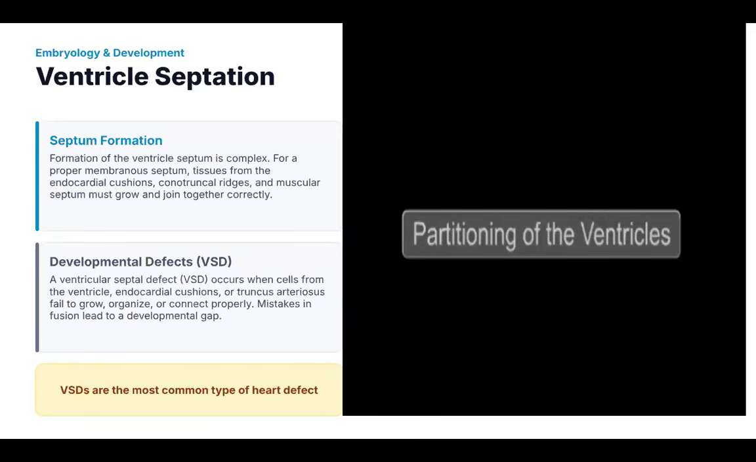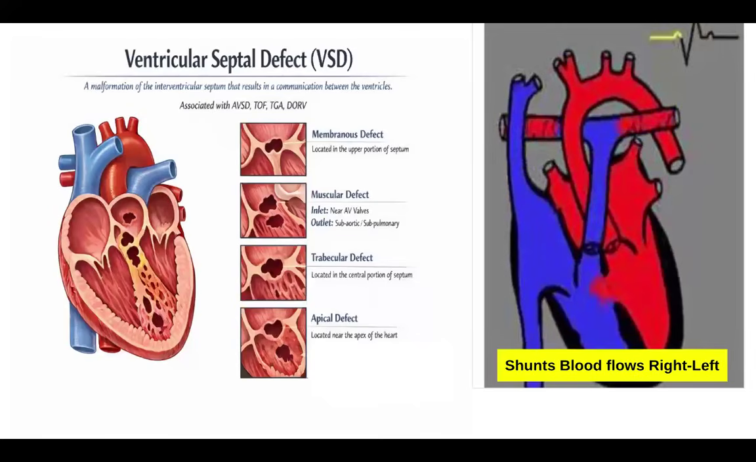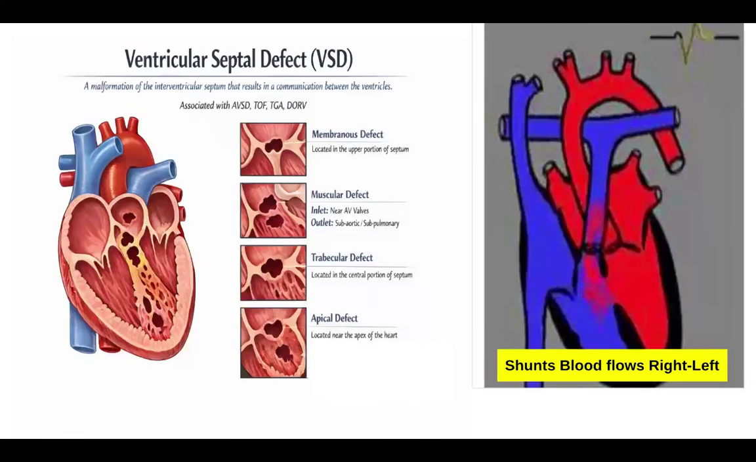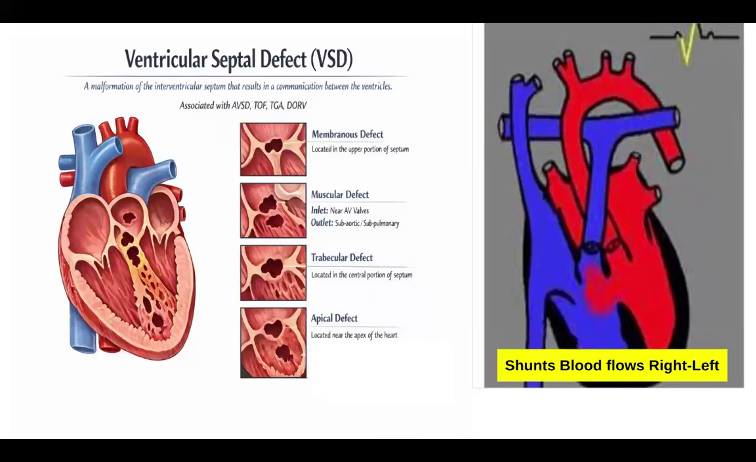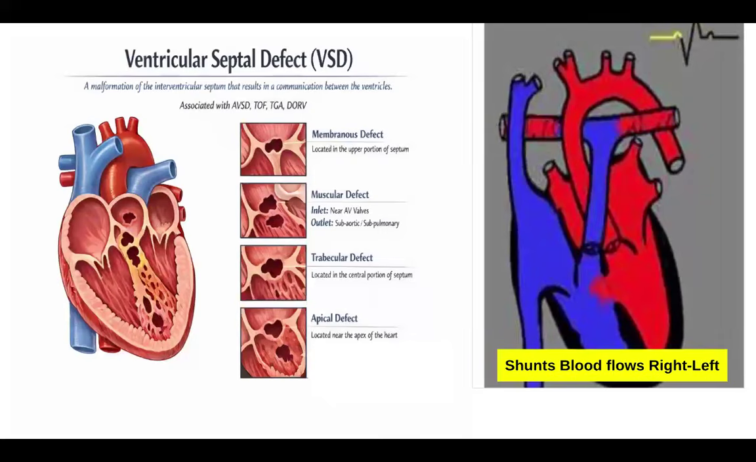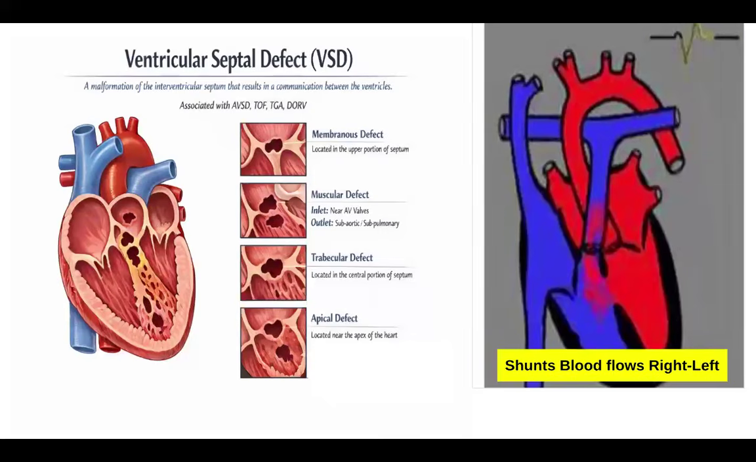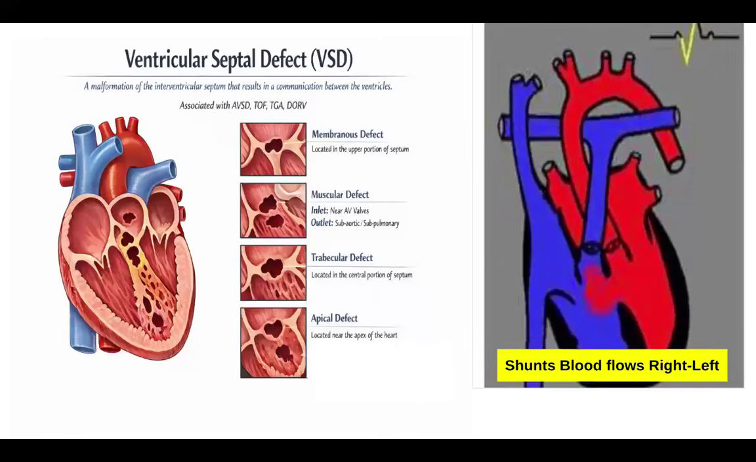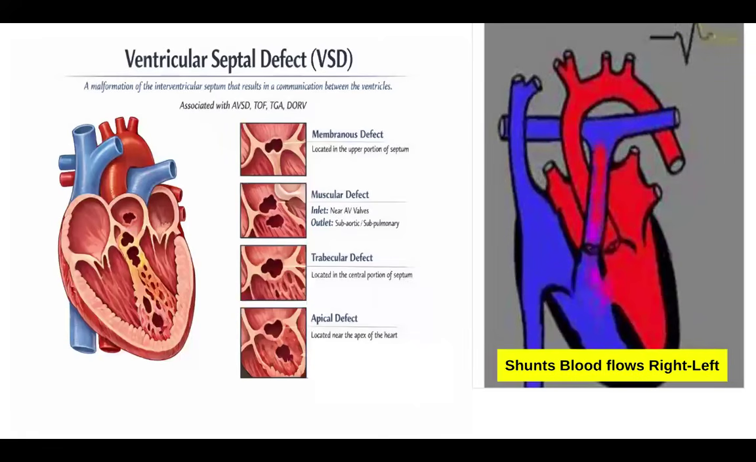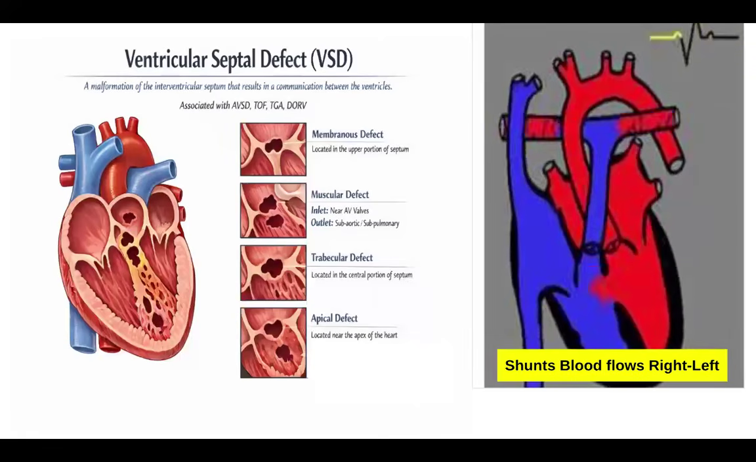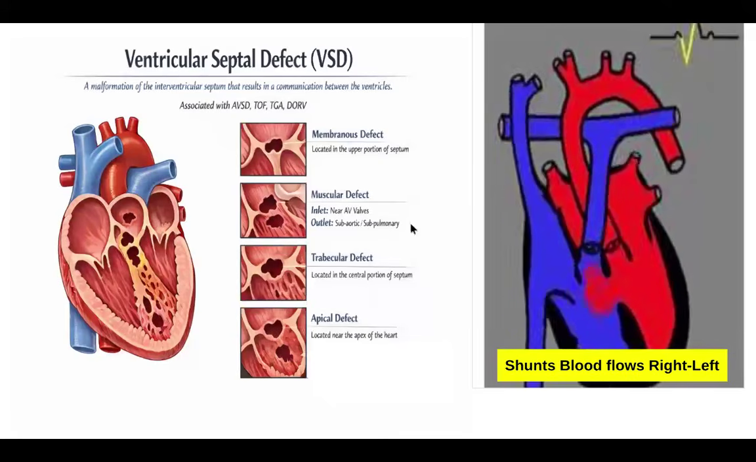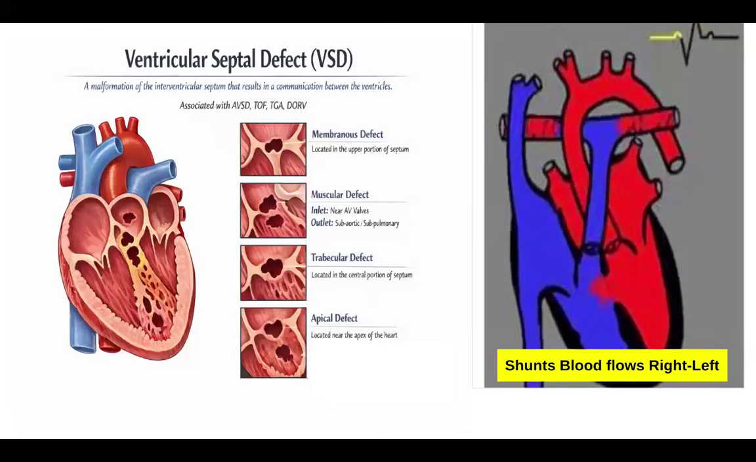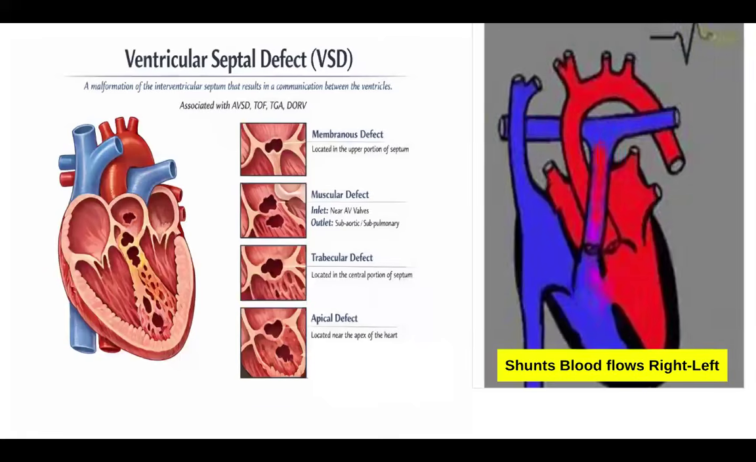Okay, all right. Now, VSD, there are several types, depending on where the error occurred, where the tissues didn't really form. It depends on where that error occurred. That's where you know the defect. Okay, and so it can vary. It could be either a membranous, muscular, trabecular, or apical defect. So let's take a look at that.